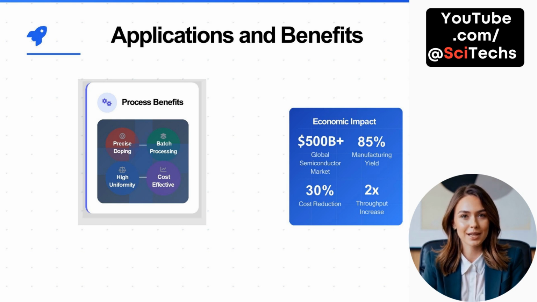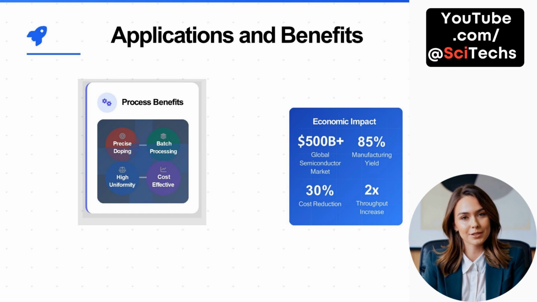Batch processing allows multiple wafers to be processed simultaneously, significantly enhancing productivity and resource efficiency. High uniformity across wafers is critical to ensure consistent electrical performance, yield, and device reliability. Additionally, these methods are cost-effective, helping manufacturers reduce expenses while maintaining quality. The economic impact of these process advantages is profound.